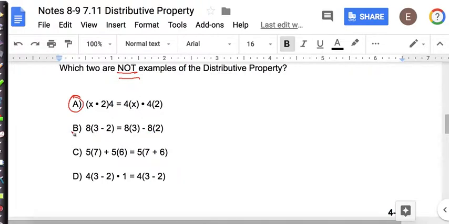Yes, they did the distributive property correctly, so let's cross that out. This one, let's see, 5 times 7 and 5 times 6. Did they do that? Yes, so we're going to cross out that, and that must mean D is not. Now, do you remember what property D is because we're multiplying by 1? That's the multiplicative identity, and we'll cover that in a future lesson. Okay, turn the page.